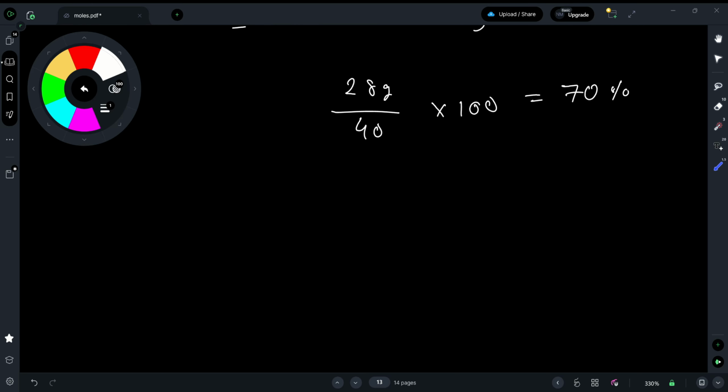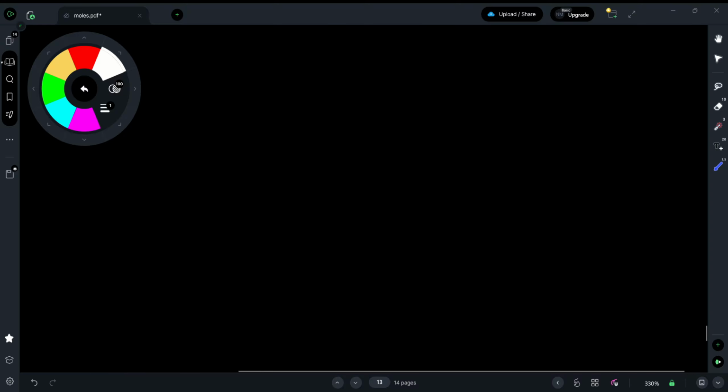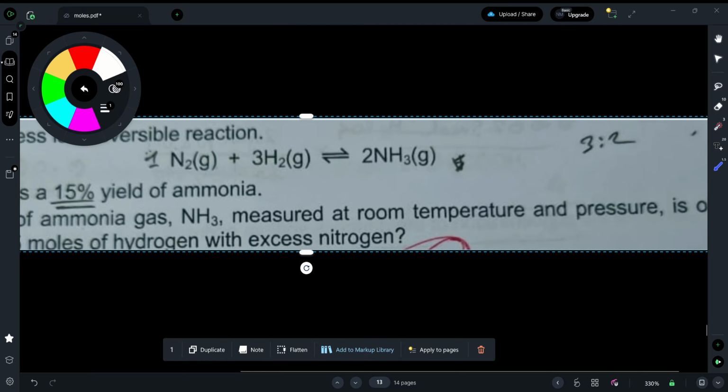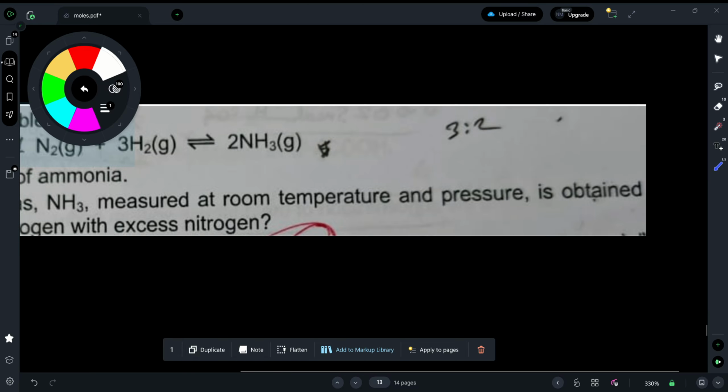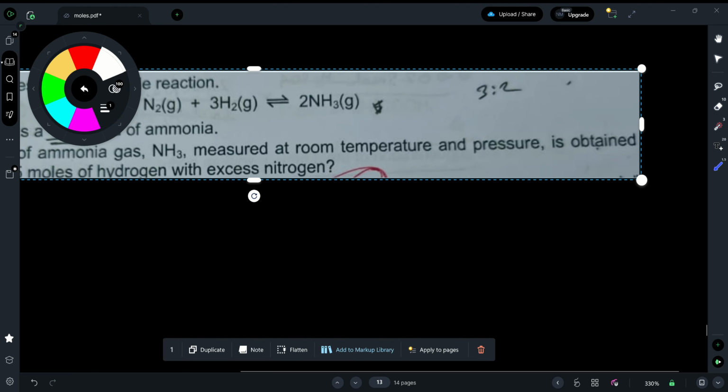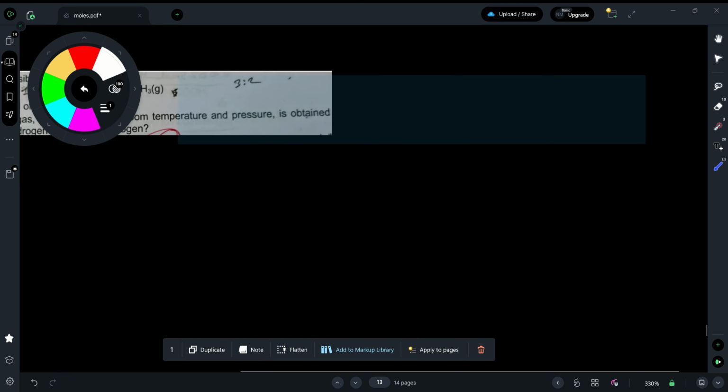Do another one. And we'll do it a bit faster this time. So not always are they going to ask you to find the percentage yield. They could even give you the percentage yield. Let me just show. So this is our question.